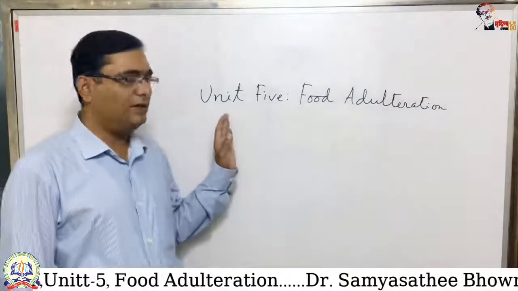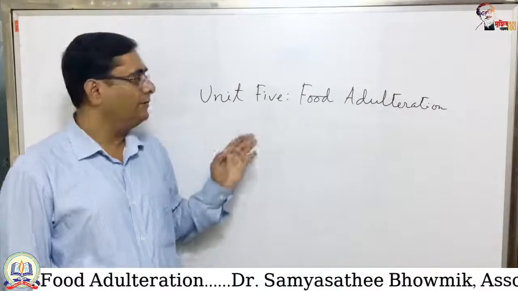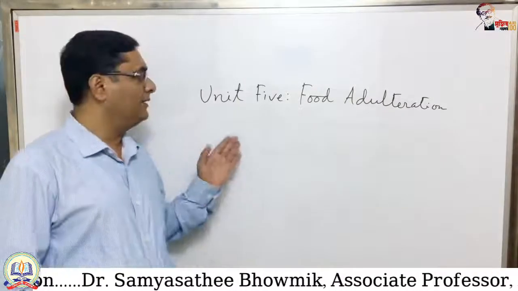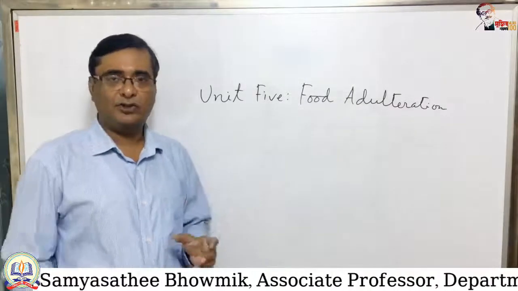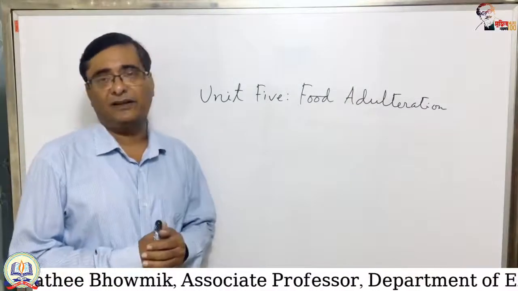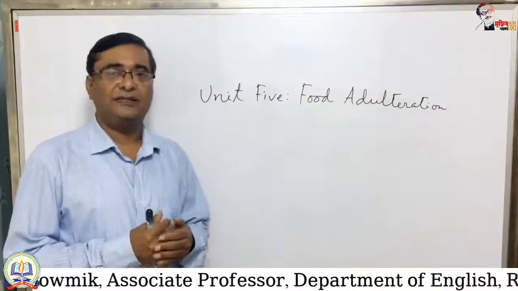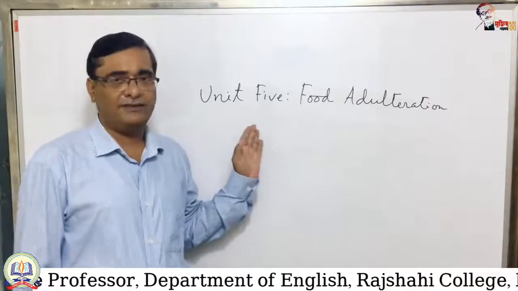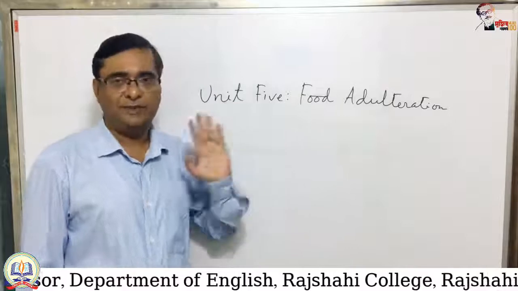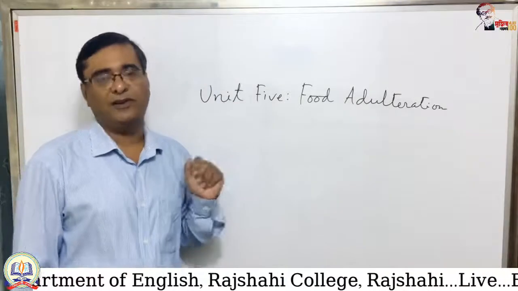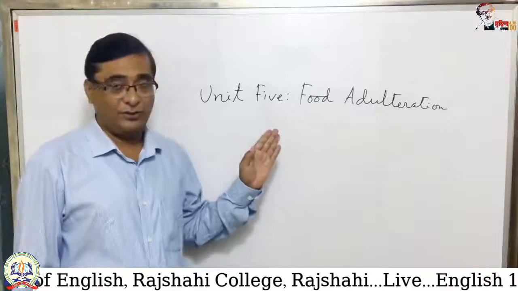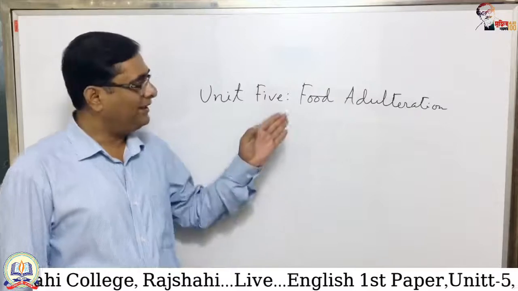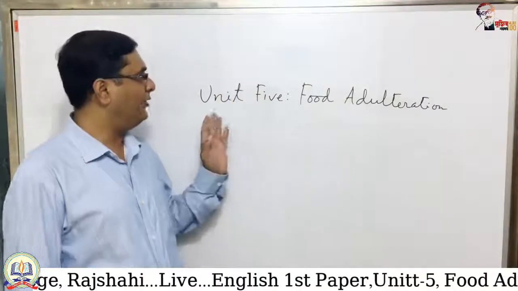And why I have written the title of Unit 5? Because in first paper English, you have to remember one thing: if you are asked to write a paragraph, in most cases the titles of the paragraph are basically linked with the different units and lessons that you have in the textbook. That's why I have written Unit 5, Food Adulteration. Basically, we will talk about paragraph writing, and we will talk about food adulteration. It's the title of a paragraph, and we will deal with that. But at the same time, it's the title of Unit 5.